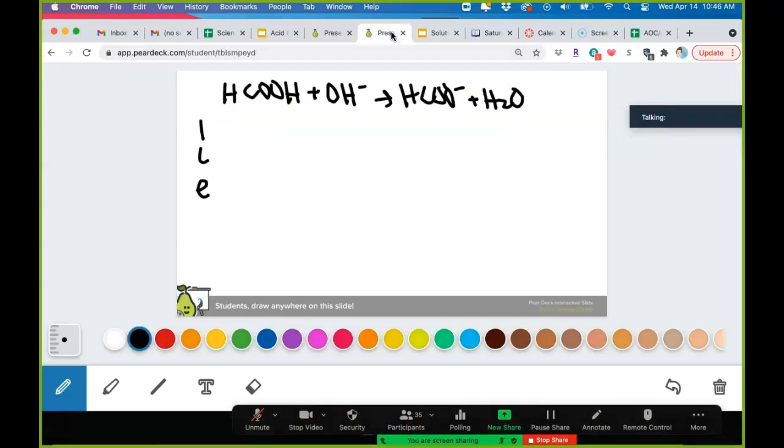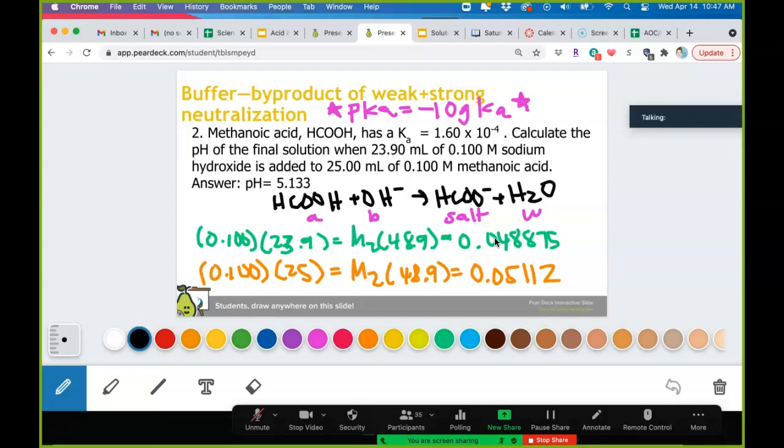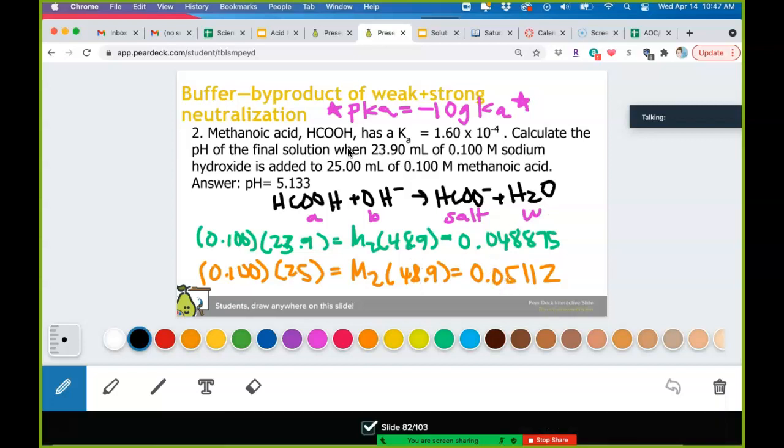All right. So we should have this equation. Weak acid, strong base, salt, water. And then again, dilution happens because you're mixing two solutions. So this is going to be the diluted concentration of the sodium hydroxide, and this is going to be the diluted concentration of the methanoic acid. Are there any questions so far? Final volume is 48.9 because 23.9 plus 25 is 48.9.